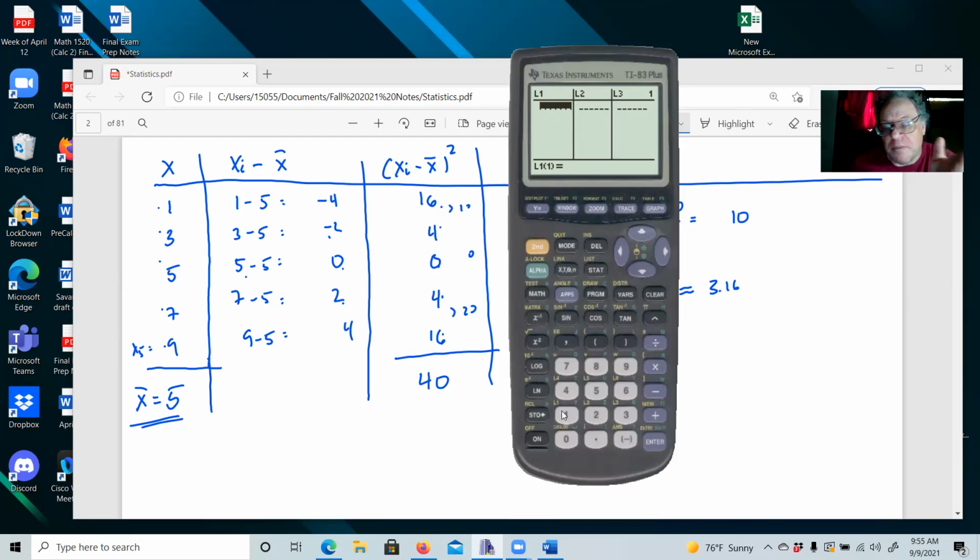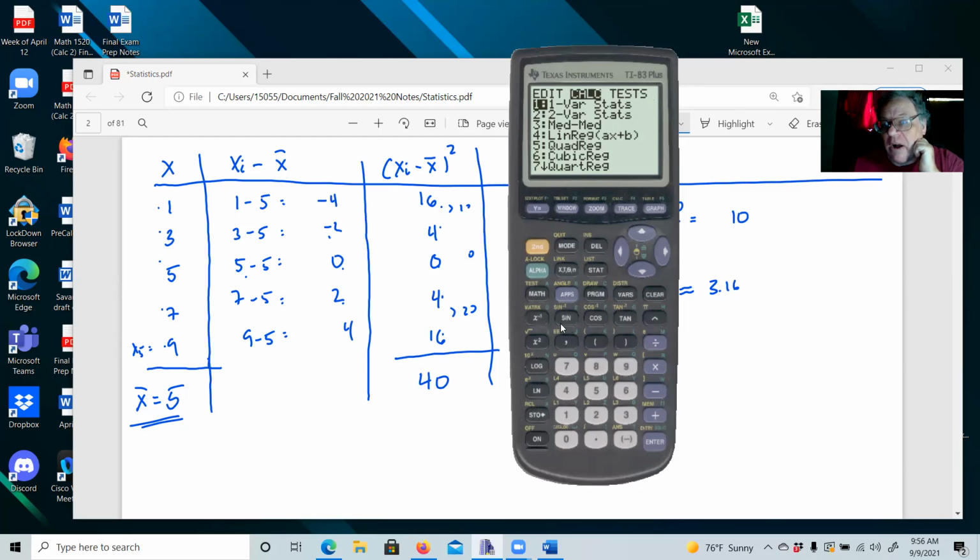So we're just going to go. You put the numbers in. I'll put 1, 3, 5, 7, and 9 in here. So 1, 3, 5, 7, 9. If you would rather use the arrow keys, those will work too. Right? Once you have your numbers set in here, we're going to do stat.